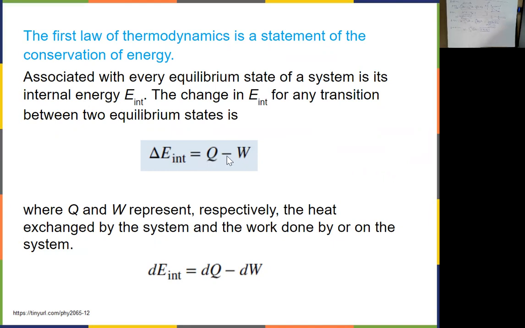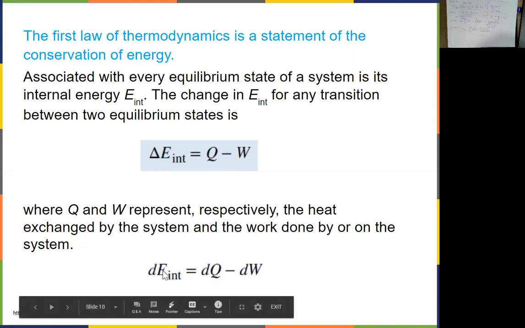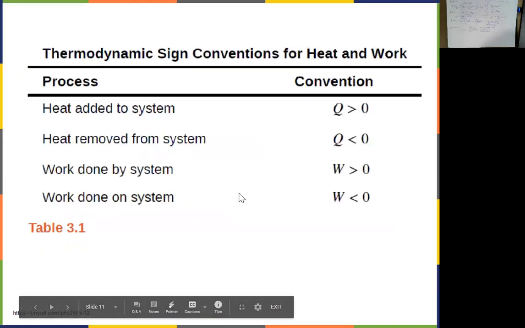You may also see Q plus W. In that definition, W is the work done by the surroundings on the system, so the other way around. But if you define W as work done by the system on the surroundings, then you take a minus. The differential form is the derivative of the internal energy equals the derivative of Q minus the derivative of the work.